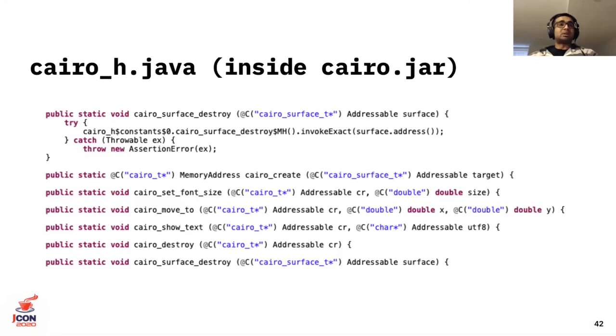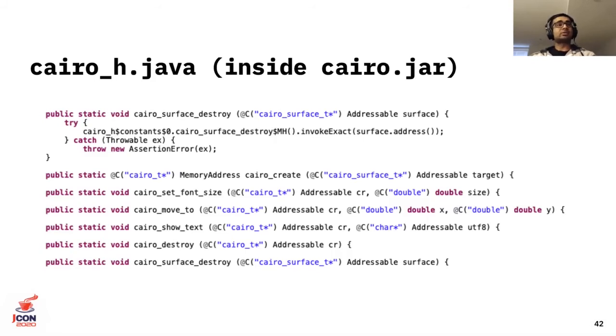So let's look at the internals of some of the classes that are generated by jextract. Here we can look at the cairo_h class, which a Java developer would need to import in order to invoke the native Cairo functions. And a few things to note here. First, these functions are static, so they can be invoked from anywhere. And second, all this code and the required dependencies are generated by jextract.